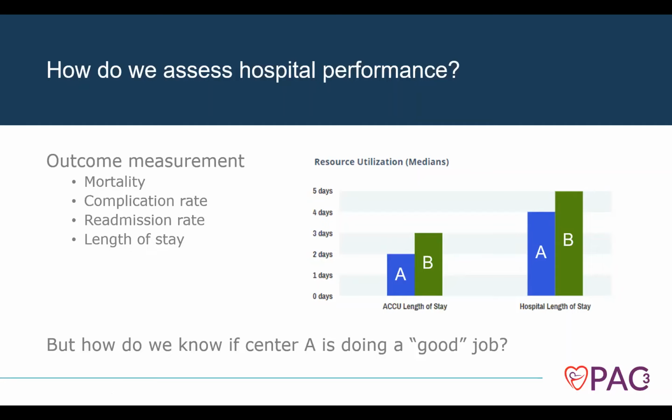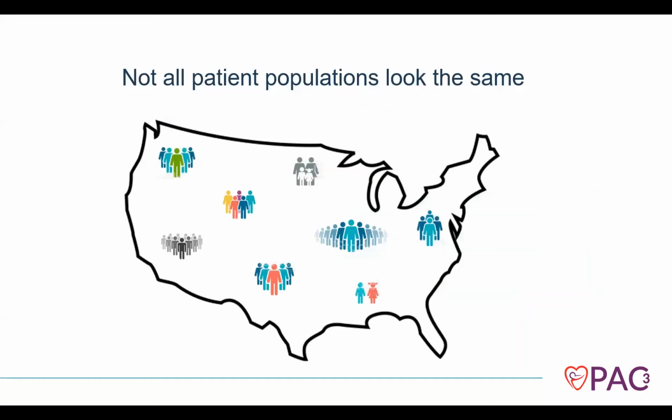Maybe it's because center B is taking care of more complex patients. They take on patients that require longer recovery times, and center A might have a lower case complexity. So both of these centers may very well be doing a good job. Maybe it's A, maybe it's B. We don't know because we don't really have an understanding of what the underlying patient population is. So the key of this is really to understand what that baseline population is.